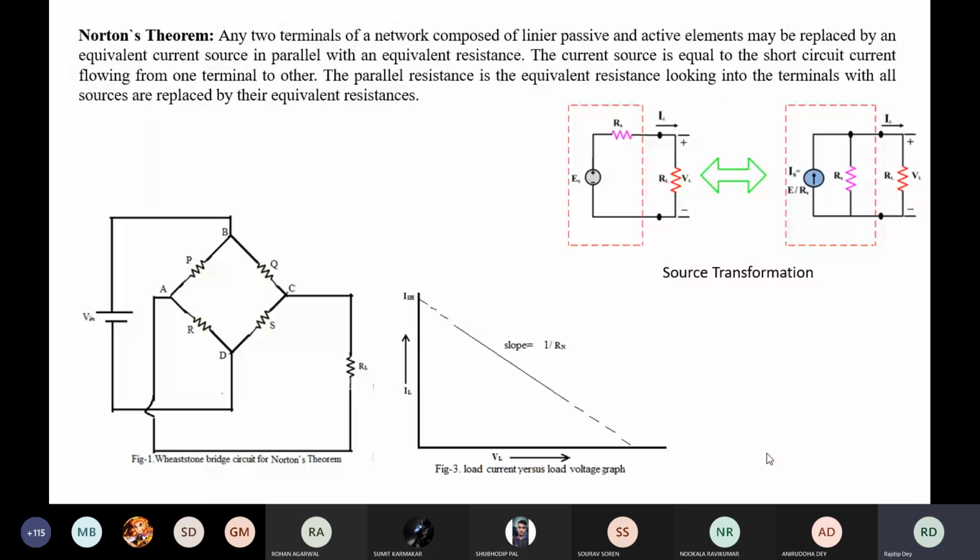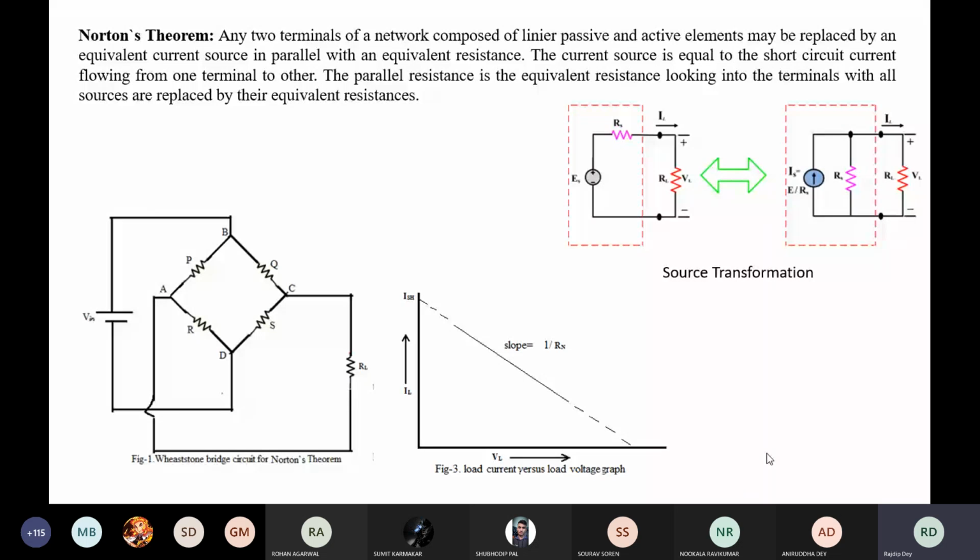If you know what Norton's theorem is, what ISH is, and how to measure ISH, we need to short circuit the load, and the load current is our ISH. That we can get from Norton's theorem. To calculate ISH, we need to short our load, and that load current will be our ISH.